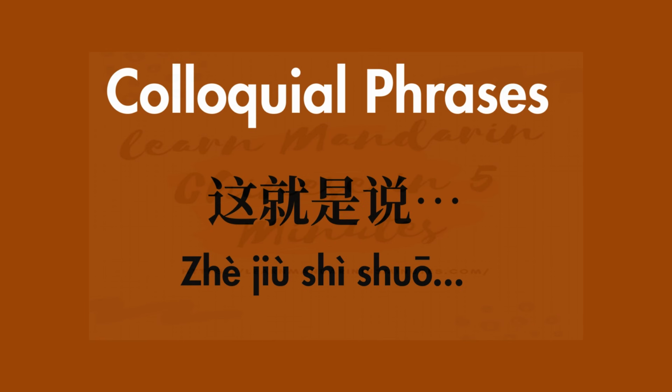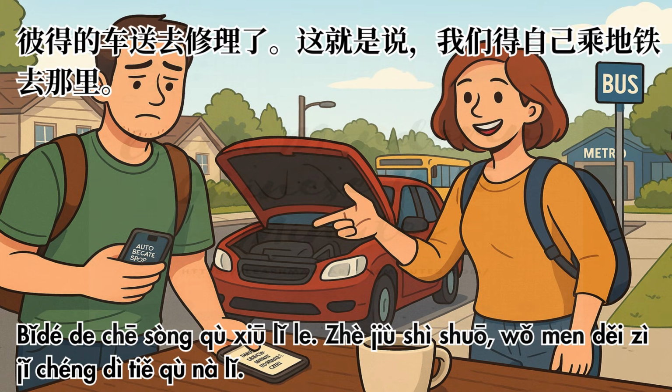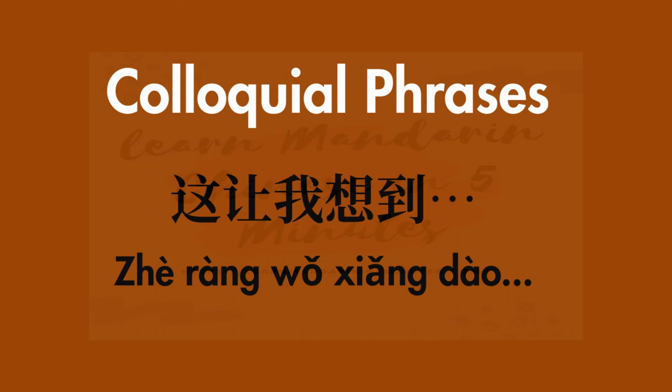这就是说 literally means this just is saying. The real meaning is that is to say, in other words, or this means that. You use this to rephrase or explain something you just said in a clearer or simpler way. 彼得的车送去修理了，这就是说，我们得自己乘地铁去那里。这让我想到 literally means this lets me think of.